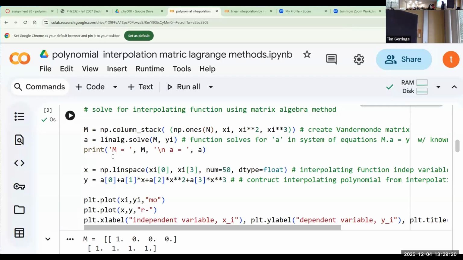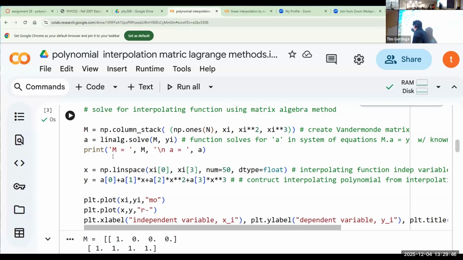So we talked about this earlier on. You have to construct your Vandermonde matrix, and now since the lowest order polynomial is cubic, I need a Vandermonde matrix that runs from the 0th power up to the cube of the independent variable. So that's what I've constructed here.